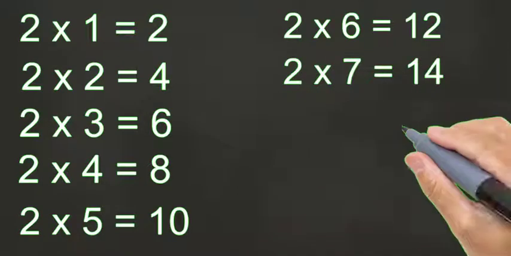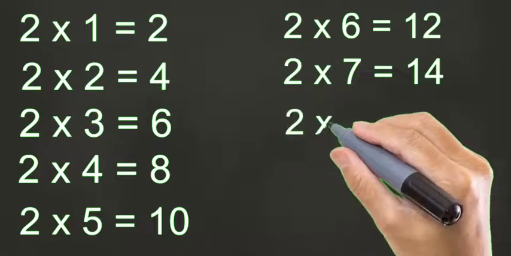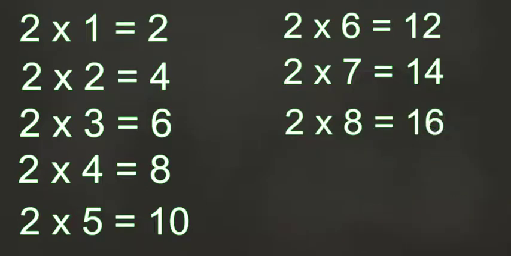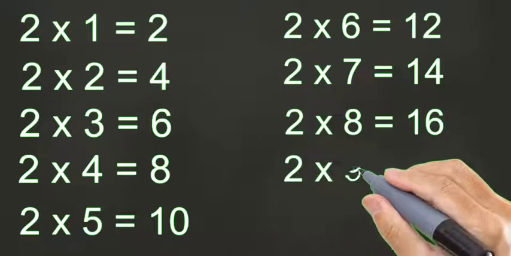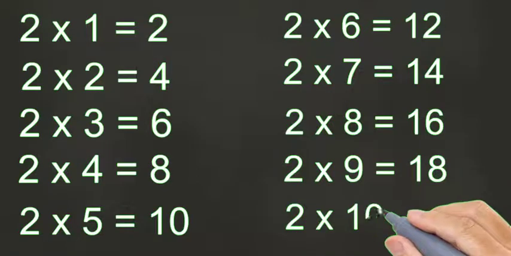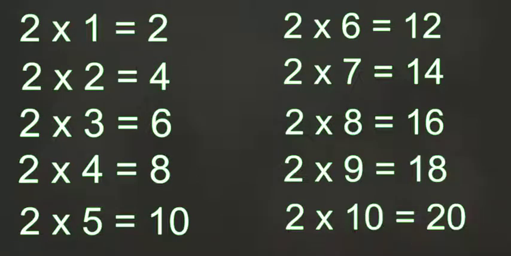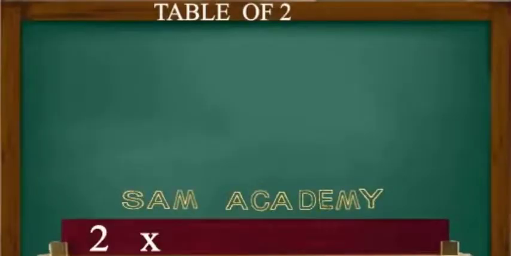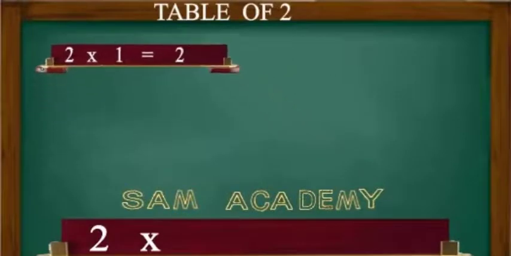2 sevens are 14, 2 eights are 16, 2 nines are 18, 2 tens are 20. 2 ones are 2.